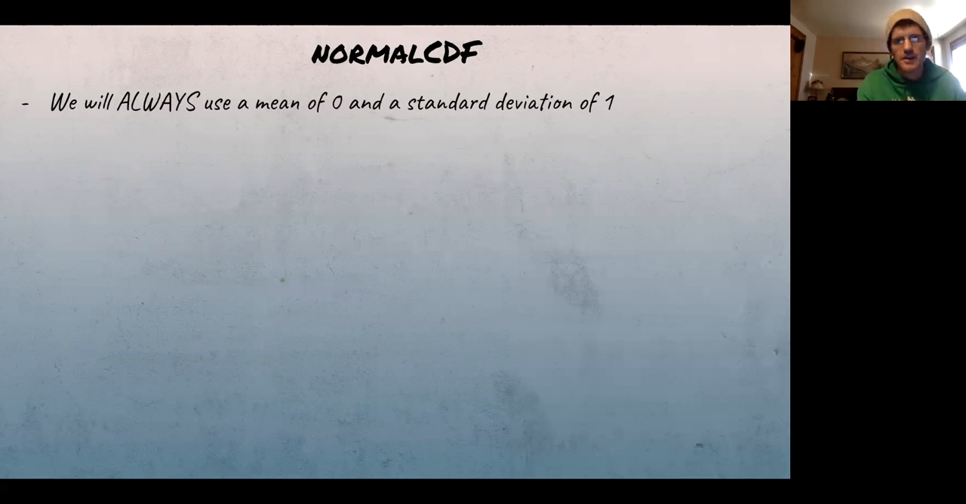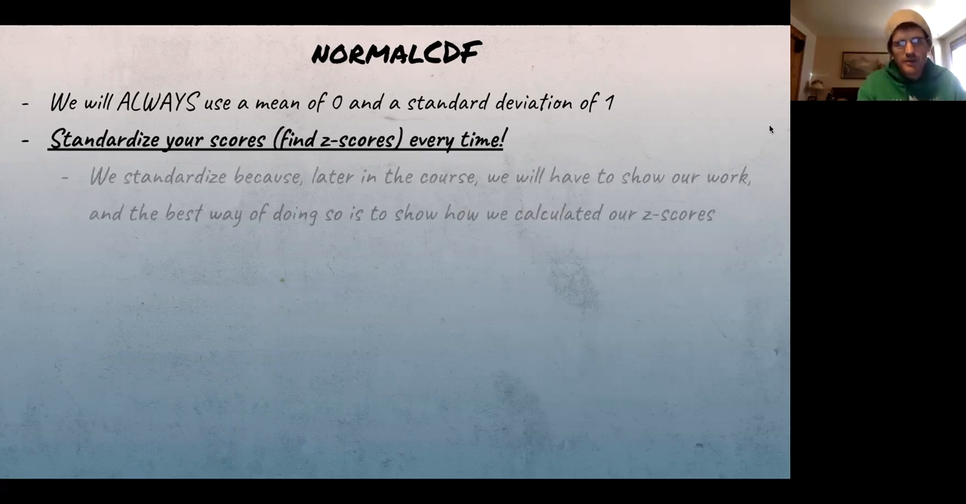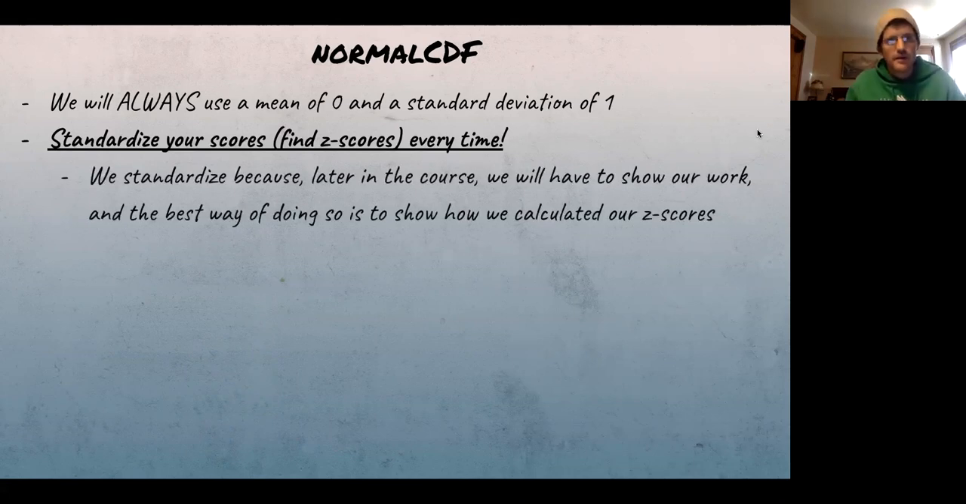So like I was saying, we're always going to use a mean of 0 and a standard deviation of 1, which means we're standardizing our scores. We're going to get z-scores every single time we do a problem. There's a couple reasons for this. We standardize because later in the course, we're going to have to show our work, and the best way of doing this is to show how we calculated our z-scores.